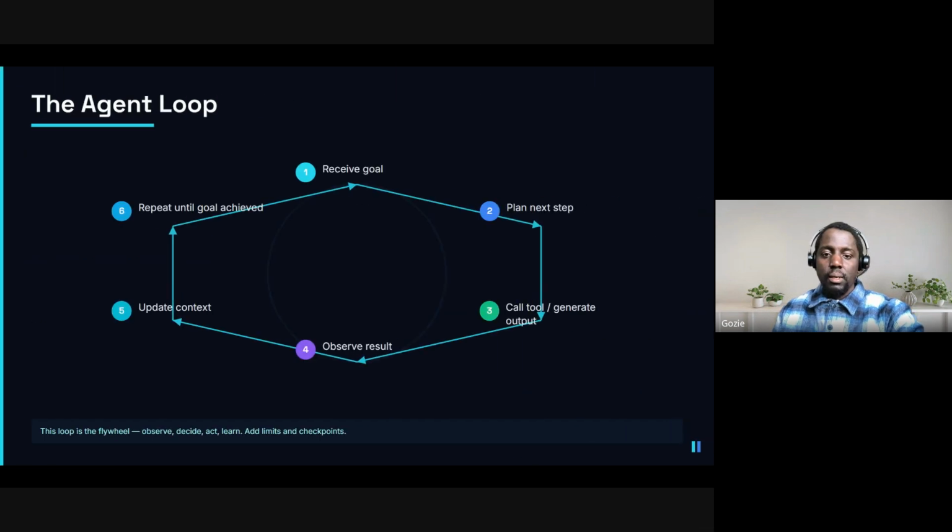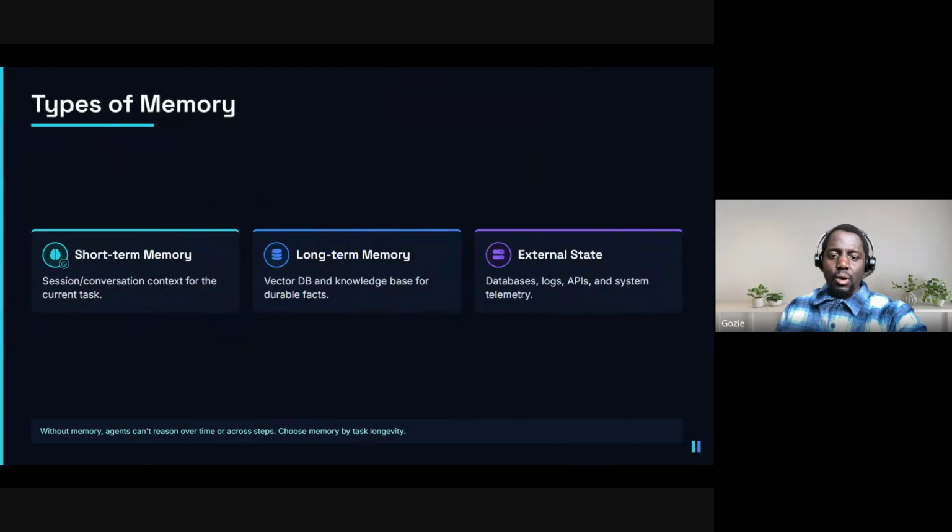Now we'll look at the agent loop, which is the heart of agentic systems. It goes like this: the system receives a goal, then decides on the next action. It plans the next step, executes it, observes the results, updates the context, and then repeats the cycle. This loop continues until the task is complete. This is what gives the system autonomy, but it can also go wrong if it is not controlled.